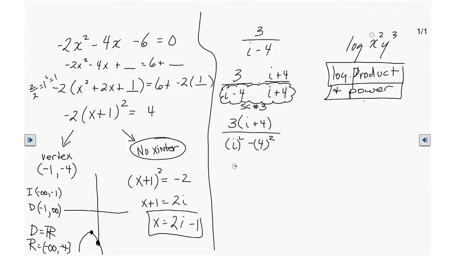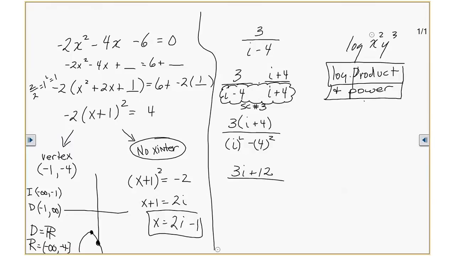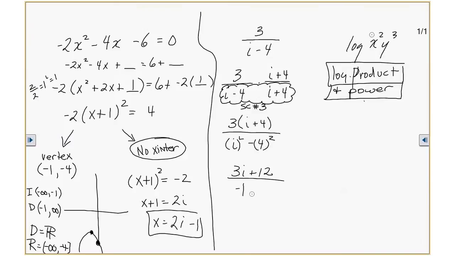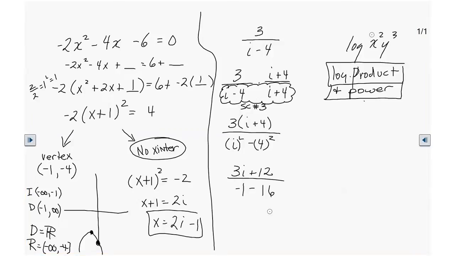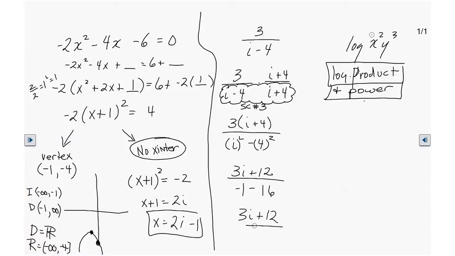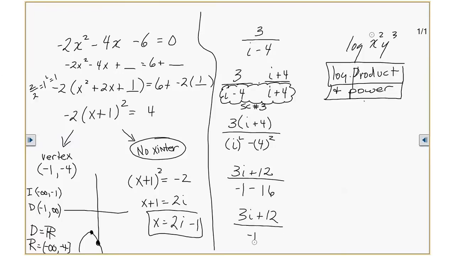And that's going to give you 3i plus 12 over what? -1, Hubert. That's right, class. Minus what? 16, Hubert. 3i plus 12 over -17. Now, sometimes you might not want to factor distribute the 3 because that 3 might cancel with whatever you got down here. So if that was a 15, you could actually knock 3 out of the 15 and get 5 with it.